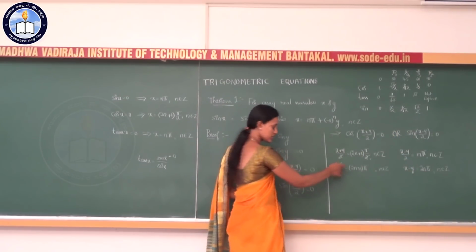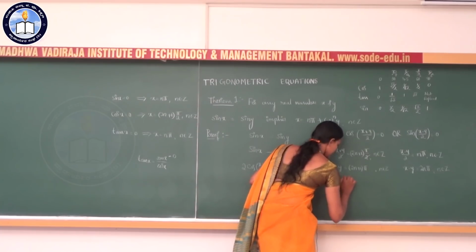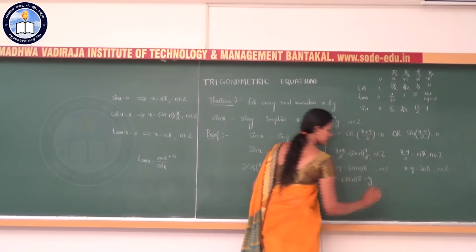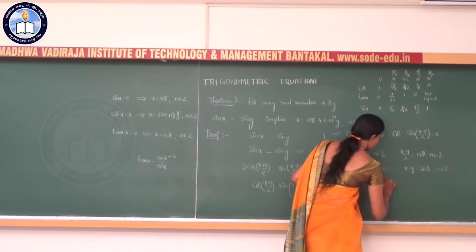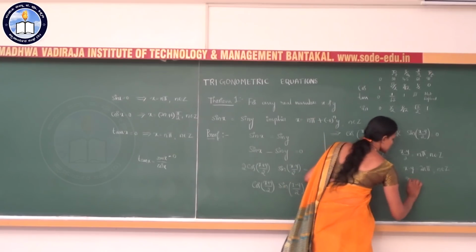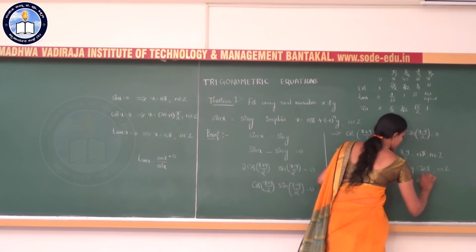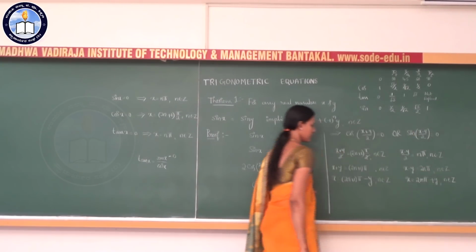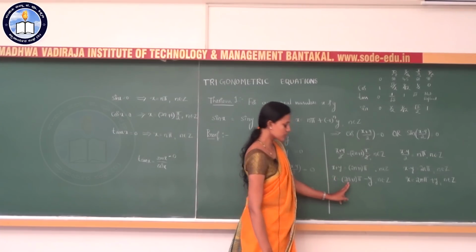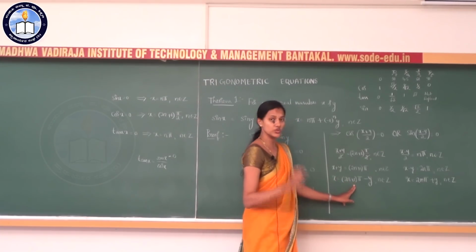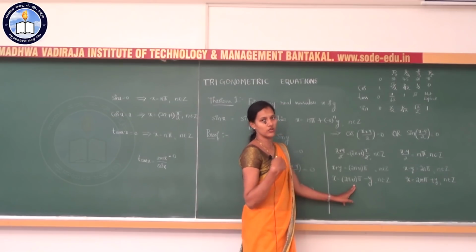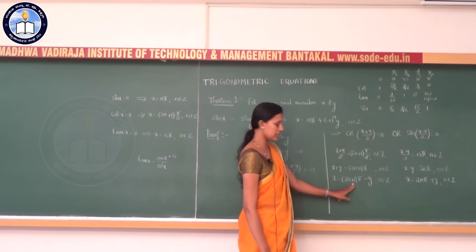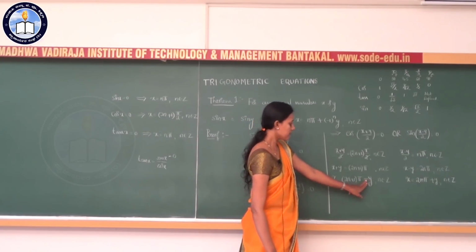Let us take y to the other side. So, this is x equal to (2n plus 1) into pi minus y, and here x is equal to 2n pi plus y. Now, in (2n plus 1), 2n is even. So, adding one more to it will be an odd number. So, (2n plus 1), an odd number, into pi minus y.